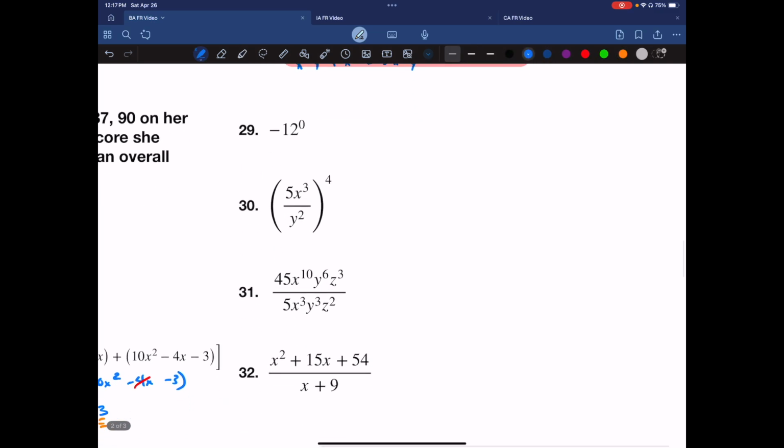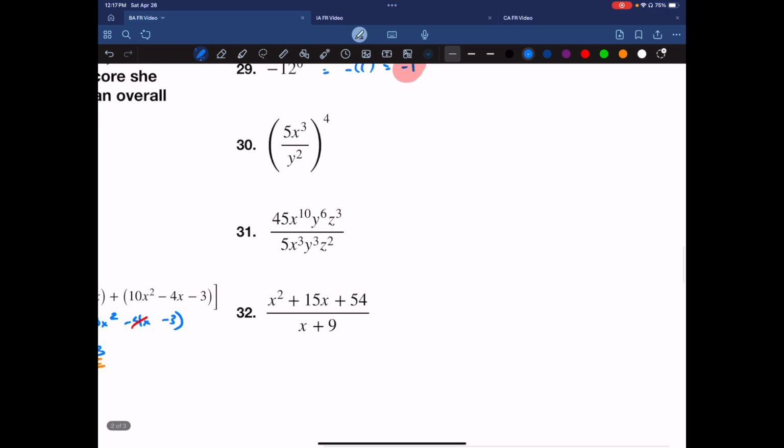Number 29. You got the 12 raised to the 0 power. Anything raised to the 0 power is 1. Then you have this negative out here. So if the negative was here and you still have that 0, then the 0 would apply to the negative. But because you don't have parentheses, this is the same thing as negative times 1, which is negative 1.